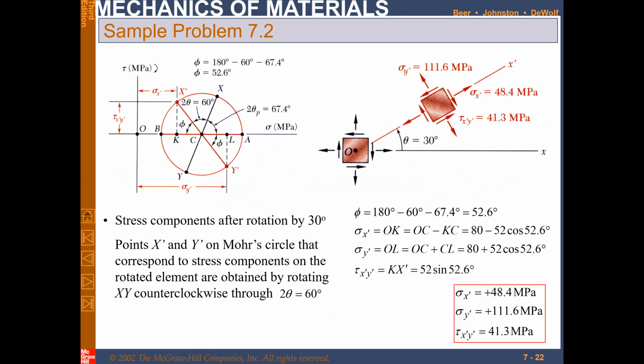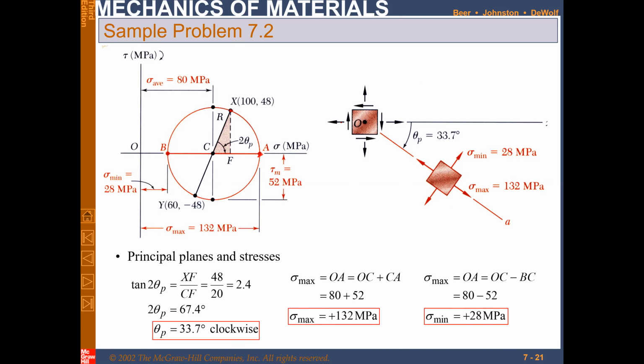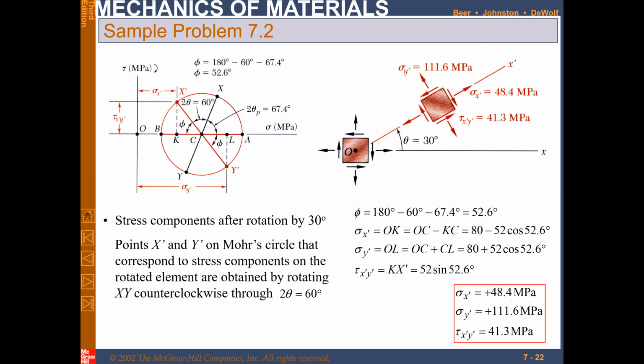Now, what is it saying? It is saying that if this component is rotated at 30 degrees, what will happen then, right? So this is your original x and y plane, and this is going to be the stress component after rotating at 30 degrees, points x dash and y dash on the Mohr's circle, that correspond to the... now this is your 2 theta p, right? This is your 2 theta p, that is 67.4 degrees, right?